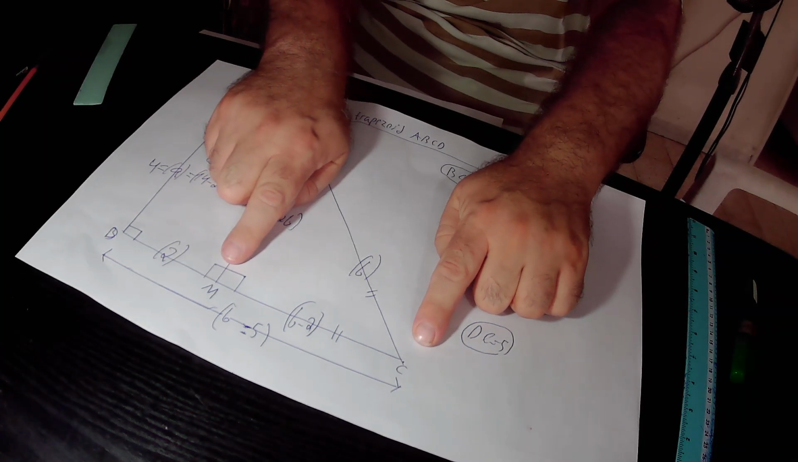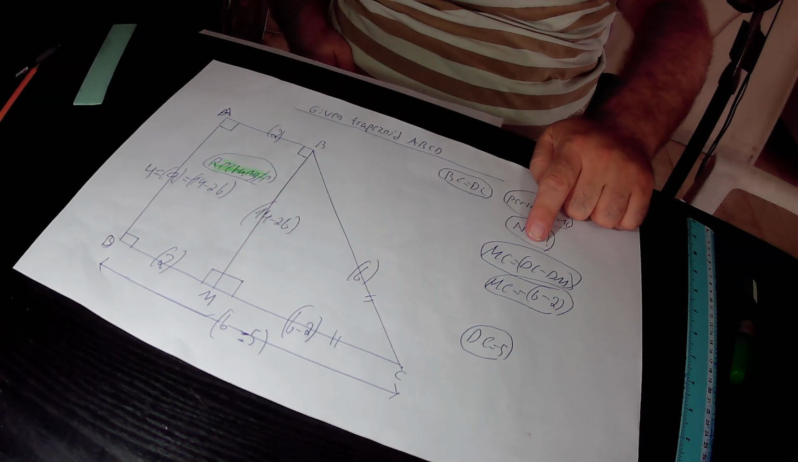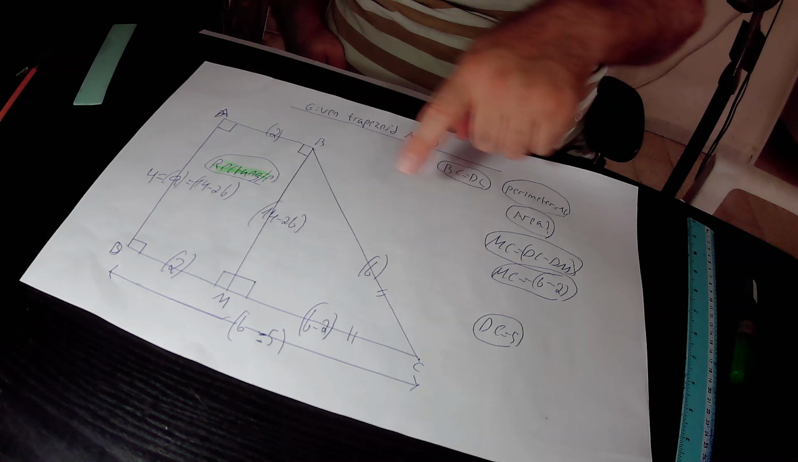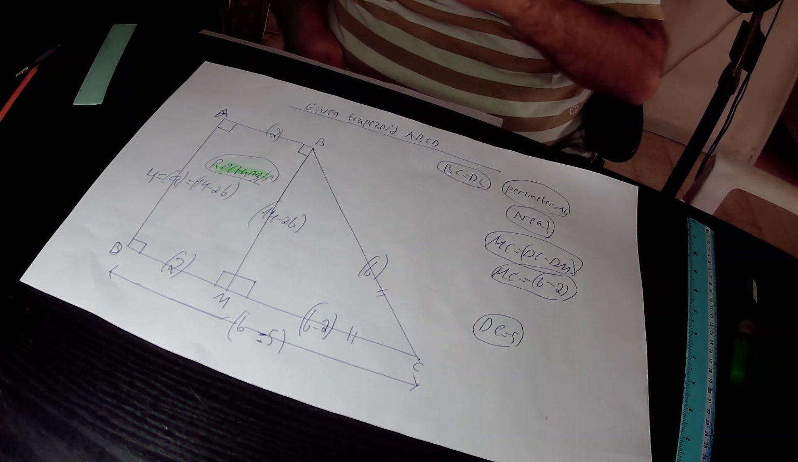MC equals DC minus DM. Again, MC equals DC minus DM. So MC equals DC, that is B, minus DM, that is 2. So in total, MC equals B minus 2 units in length.